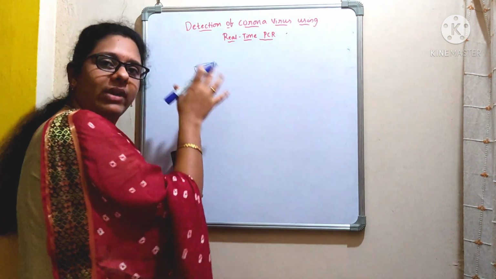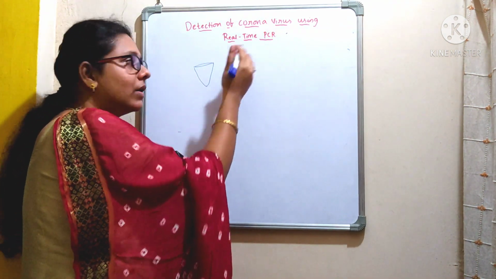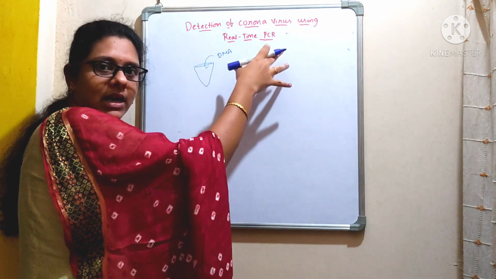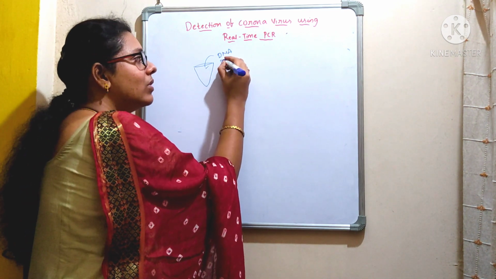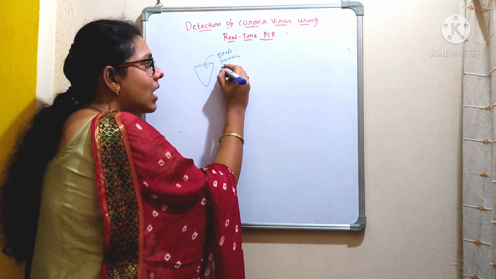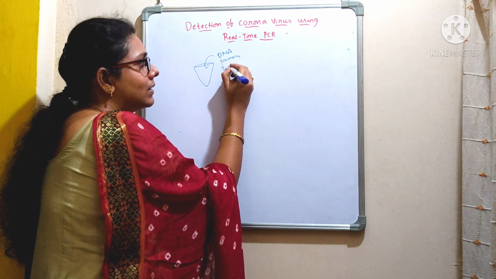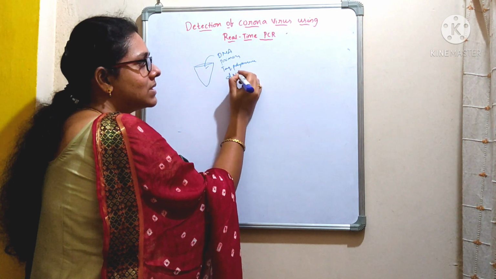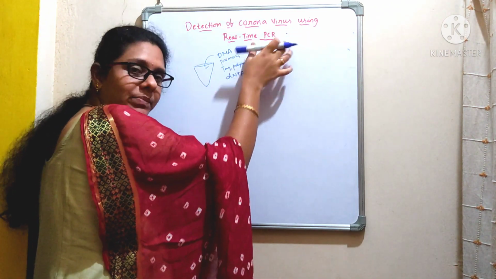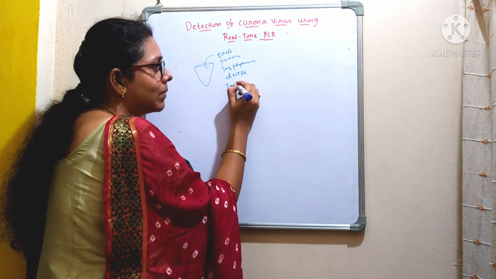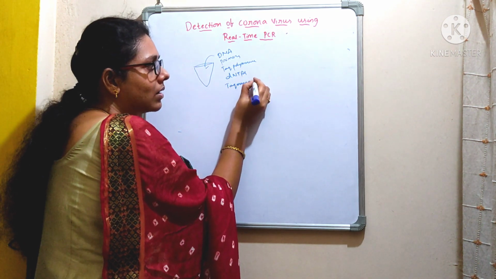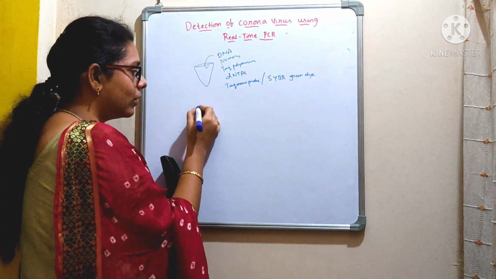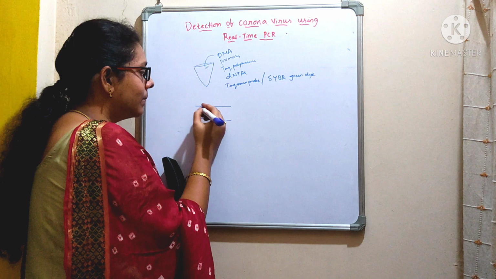When we set up a reaction to carry out PCR, we are going to use DNA as a template. We have generated cDNA from RNA, right? Along with the DNA, we are going to include primers. We are going to add Taq polymerase, and we use dNTPs. And here in real-time PCR, we are going to use TaqMan probe or SYBR Green dye, right?